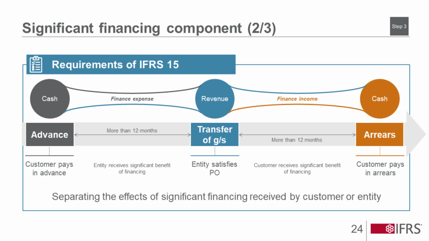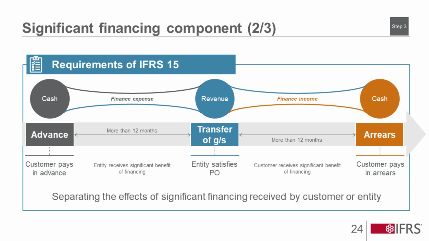Now, by explicit, I mean if there was a separate financing contract, and by implicit, I mean if the terms of payment are such. The objective of the requirement is that revenue should reflect the amount that the customer would have paid or received at or about the time of the transfer of goods or services.